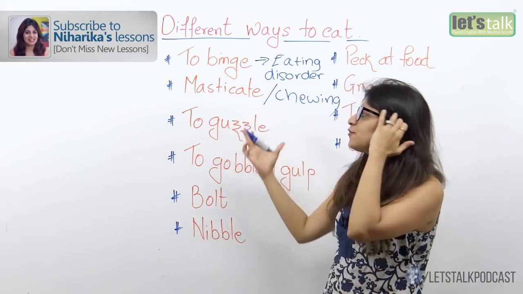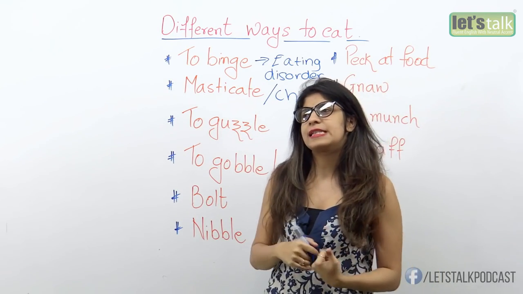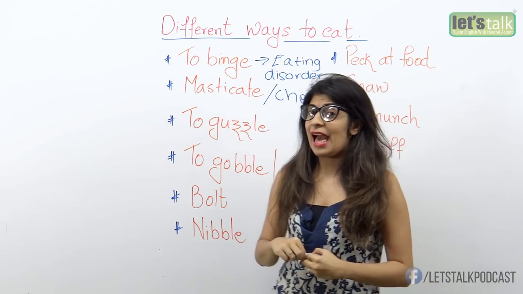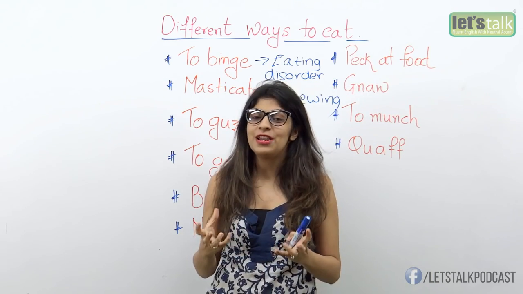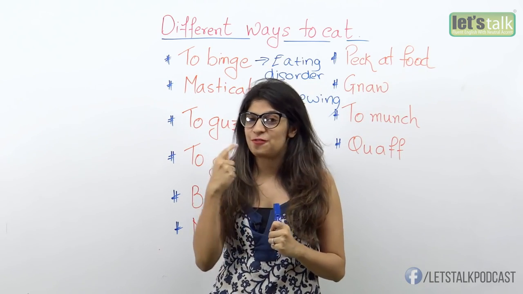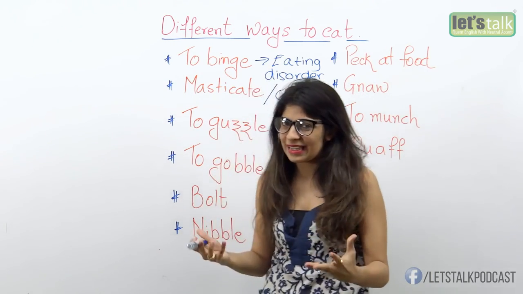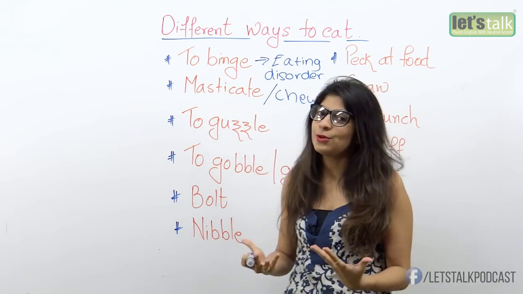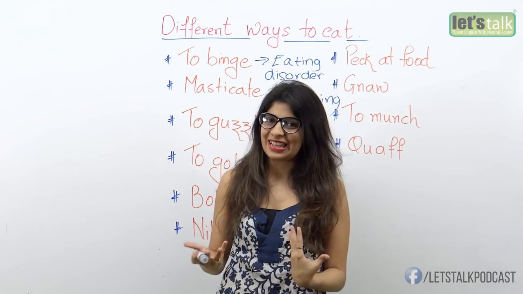And if you have to use this in a sentence, you can say, well, the camel masticates the food with the help of its front teeth. So basically, he chews his food with the help of his front teeth.